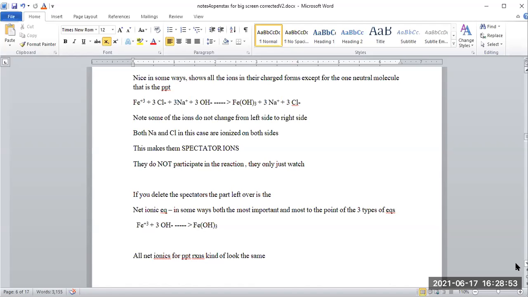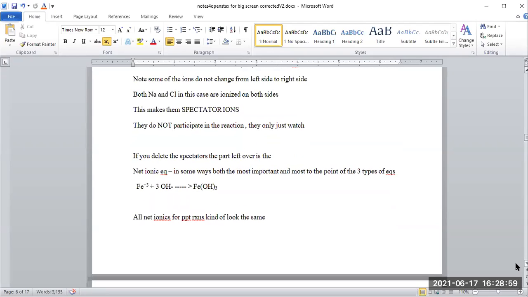Now, for a precipitation reaction, you will see that all of the net ionics bear a resemblance to each other. They have something that is a cation plus something that's an anion on the left-hand side. And then they have a un-ionized, fully assembled molecule on the right-hand side. And that is a predictable pattern to the net ionics for precipitation reactions.